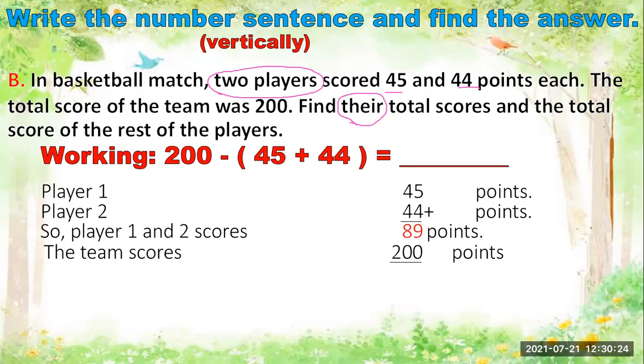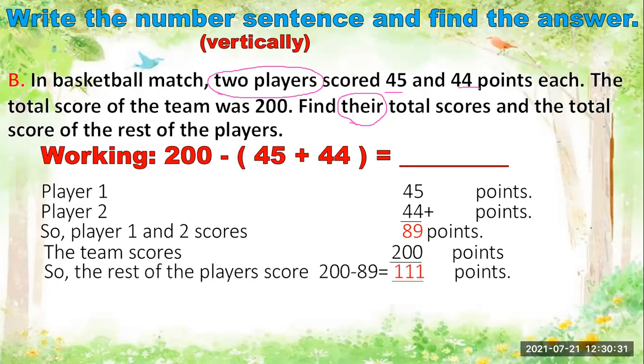Now the team scores 200 points, right? As you can see here, 200 points. So the rest of the players scored 111. Why? We will just subtract the score of the two players, which is 89, from the team score, which is 200. So 200 minus 89 is equal to 111. Hope you get it.